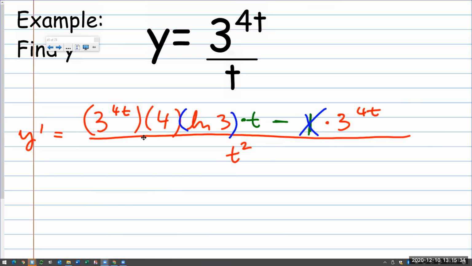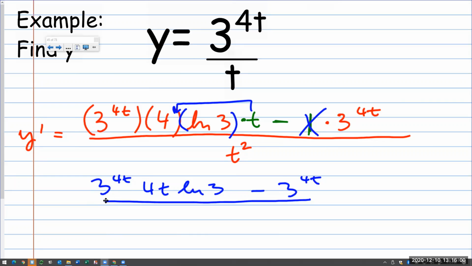Things might be in the wrong order, like, you know, they might switch these 4 things. Some people might move the t to the front. And then, like Becca just said, some people might factor out the 3 to the 4t. So actually, let me just go ahead and move the t in. I'm not saying you have to. I'm just saying you can, okay? This would be over t squared, and this is y prime.